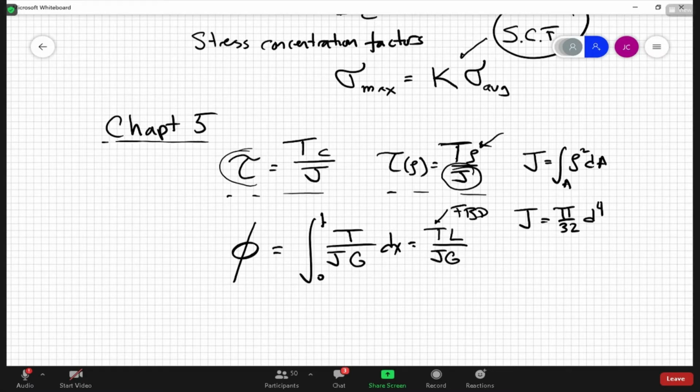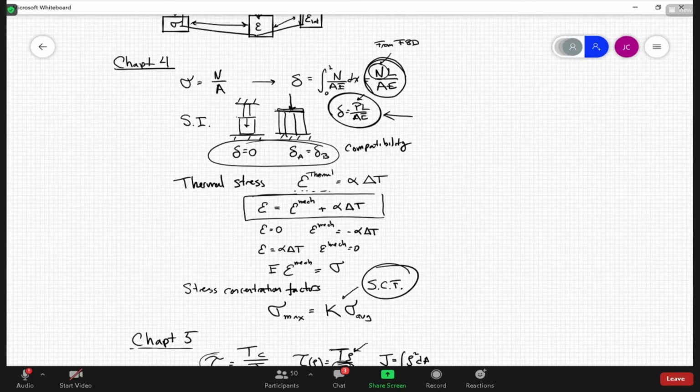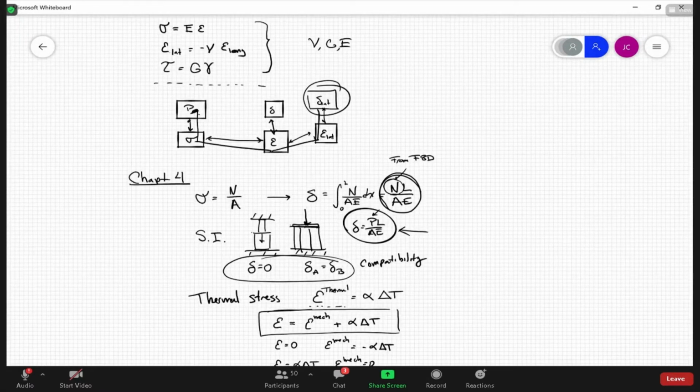All right, and that's it. So no statically indeterminate torsion, no stress concentration factors. It's actually a pretty fair amount of material. But I think you could probably imagine a problem related to chapter 3.